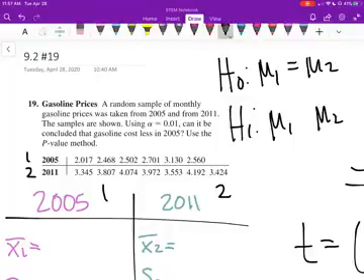We know we're doing a difference between two means because they give us two sets of data. And they say we also need to use the p-value method. For our claim, remember H naught is always equal to. Can it be concluded that the gasoline cost less in 2005? So they want to know if mu 2005 is less than mu 2011, which is our claim.